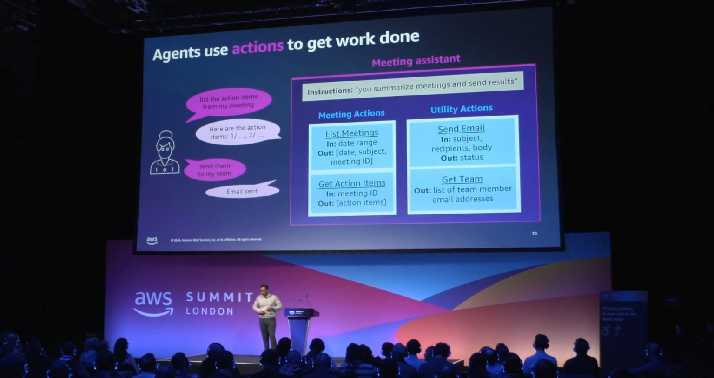So when I ask the agent, can you give me a list of action items for a set of meetings? It does that by accessing the meeting action group. Now, based on the action items it gets, I ask the agent, can you send these action items to a list of people? It taps into the utility action group, gets a list of email addresses, compiles that email, and sends it over to those people. Here, there is no knowledge base that you have given to the agent. So it's just actions, no knowledge bases.